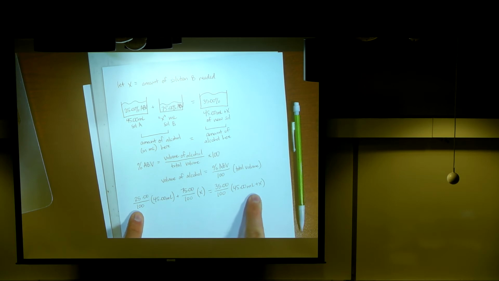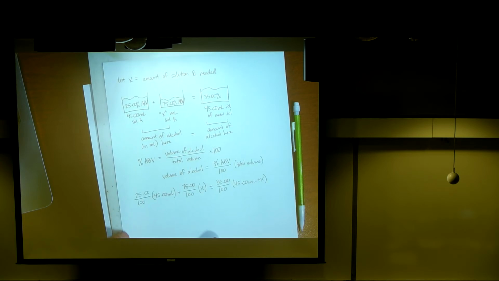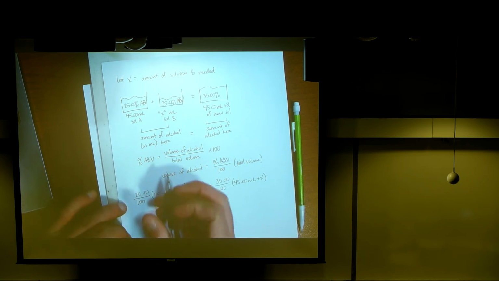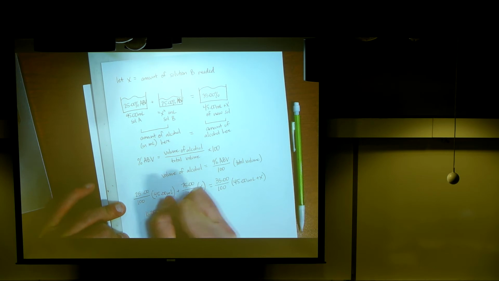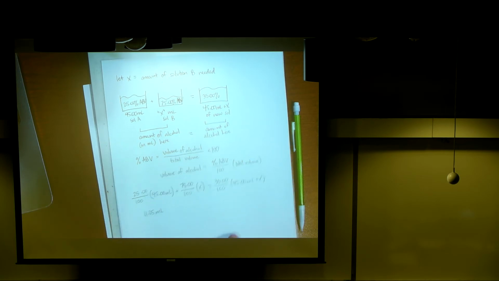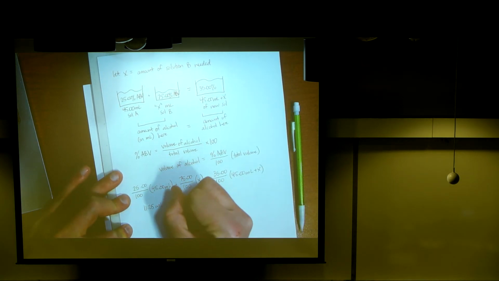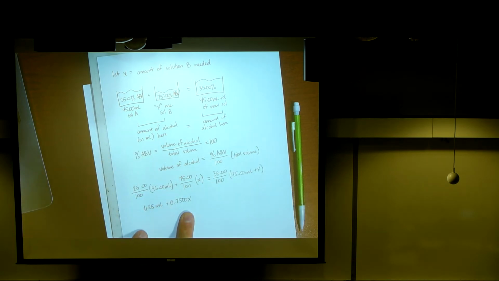So are we all good with how we got here? Once we're here, the rest is pretty easy compared to getting to this point, right? So any questions about how we got here? The rest is just crunching the numbers. Okay, well, now that we're ready to crunch the numbers, this first number, 25 over 100 times 45, if you work it out, is 11.25 milliliters. That's what I'm getting. This next one is 75 over 100 times X, so that's 0.75 times X right there, okay?